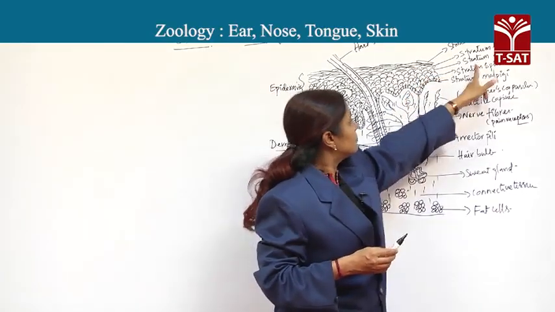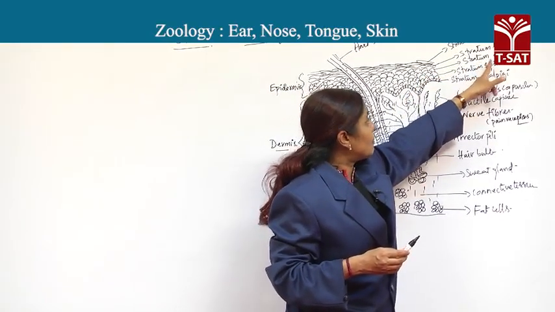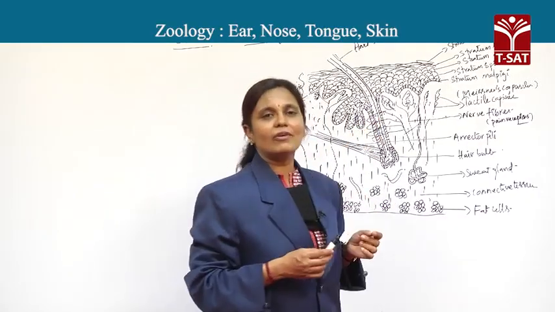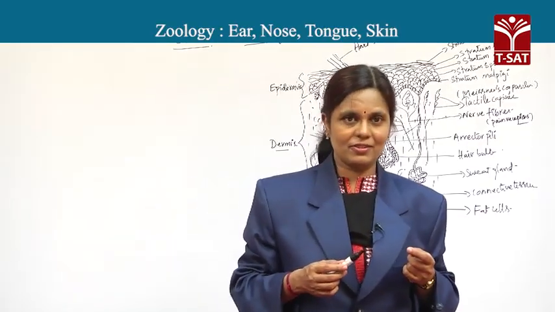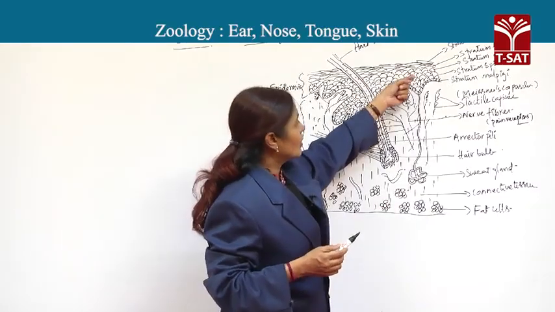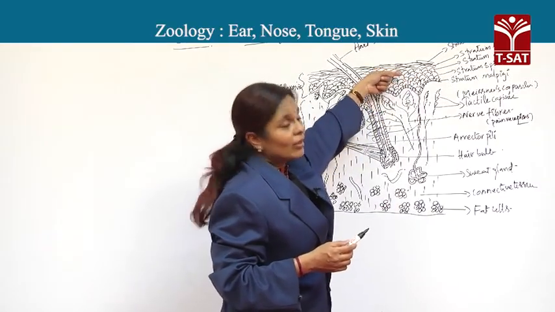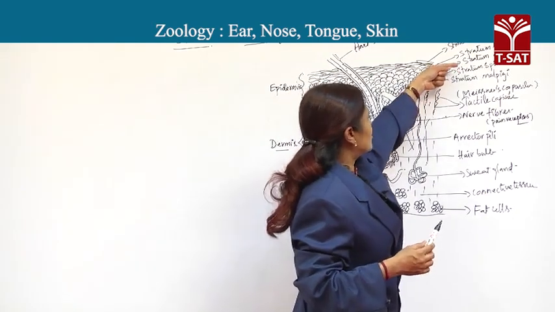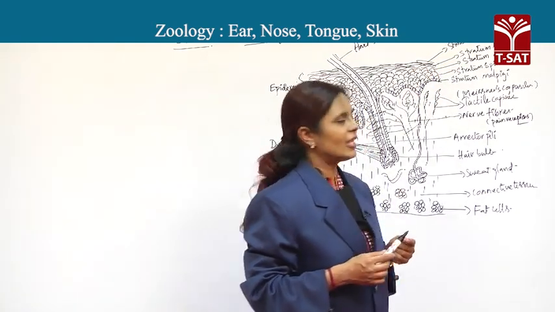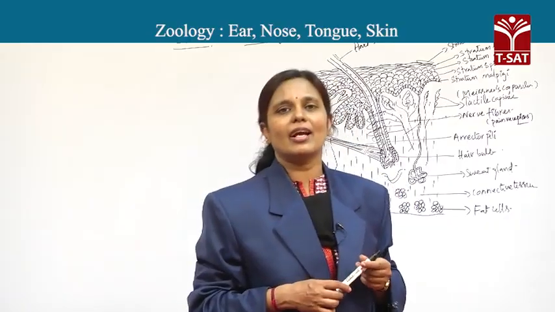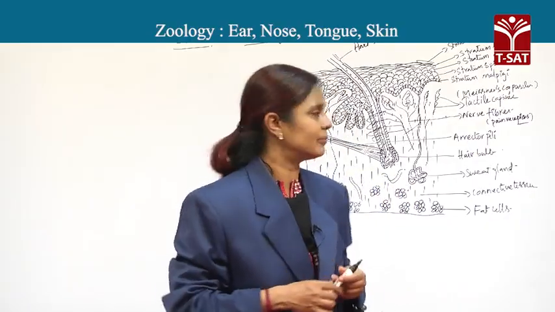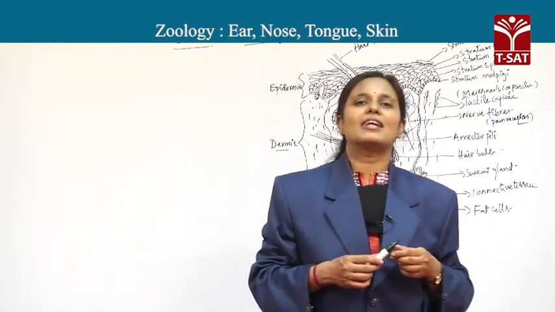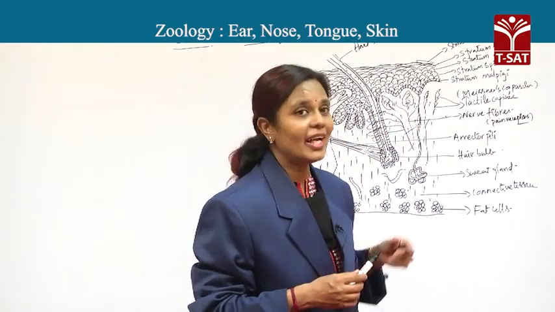Now, the lipids present in these keratohyalin granules diffuse to the surrounding intercellular spaces, making it waterproof. Next, above this granulosum, you find another layer called lucidum, where these keratohyalin granules are dissolved and make the cells very much transparent and waterproof.